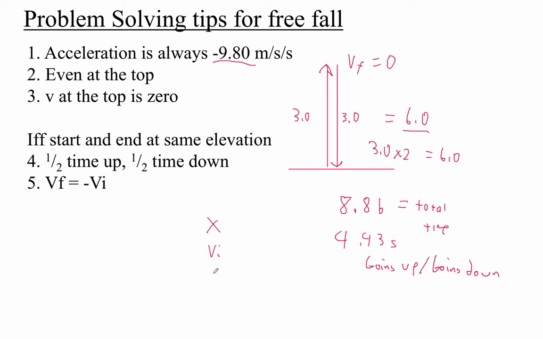You can go x, vi, vf, a, and t. The time is going to be half the time. So in this case, you could say 4.43 seconds. Final velocity is 0. Acceleration is negative 9.80. 4.43 in this case, if I tell you this. And it looks like I've told you nothing, but I've really told you 3 things. In half the time, it's going to be at the top, and the velocity will be 0, and the acceleration all the way up was negative 9.80. And if you know anything about these, you know that I've given you enough information to solve the whole thing. And then the final thing is that the final velocity is negative the initial velocity.